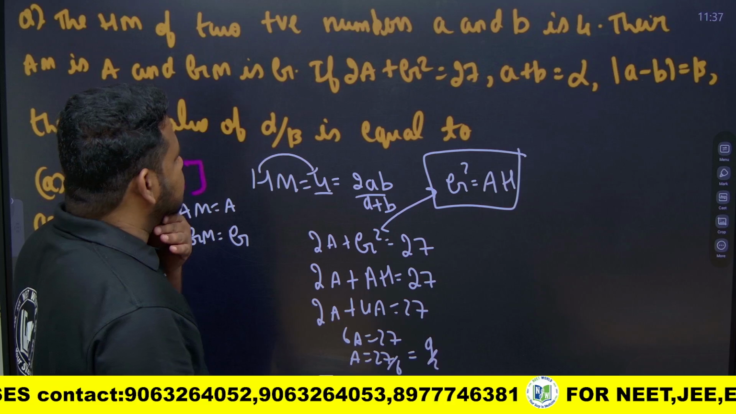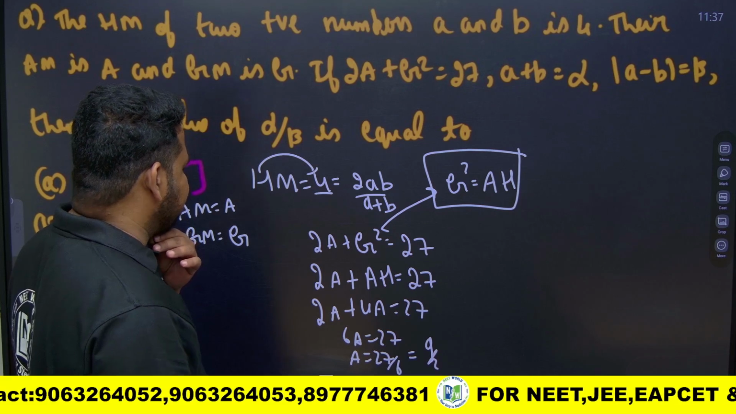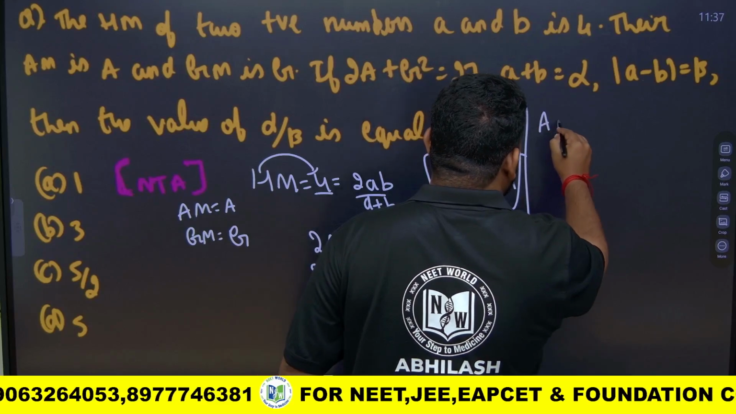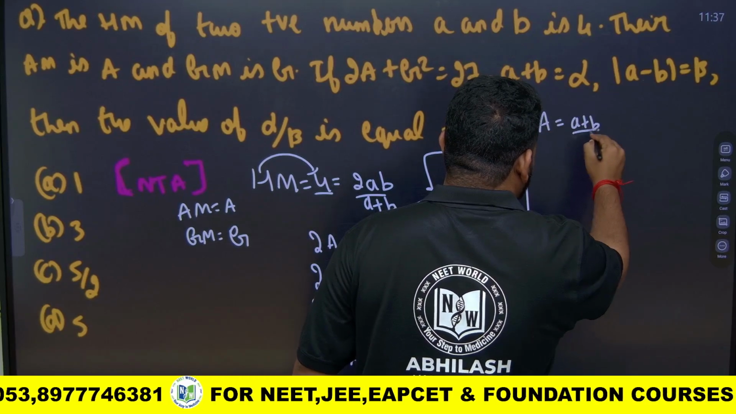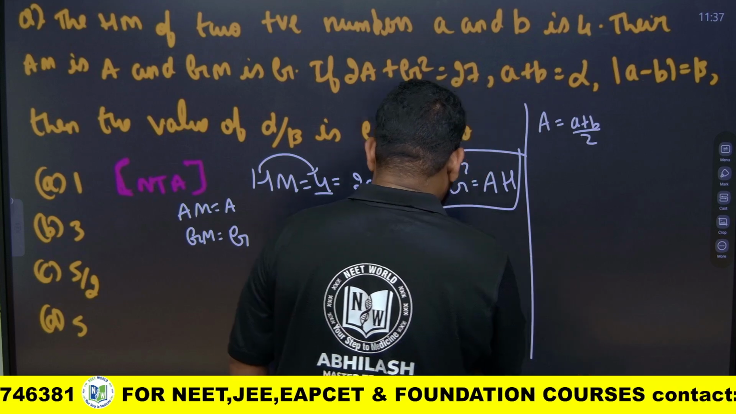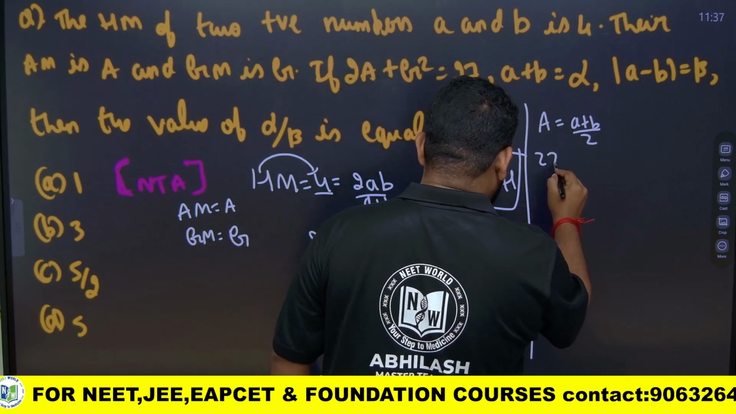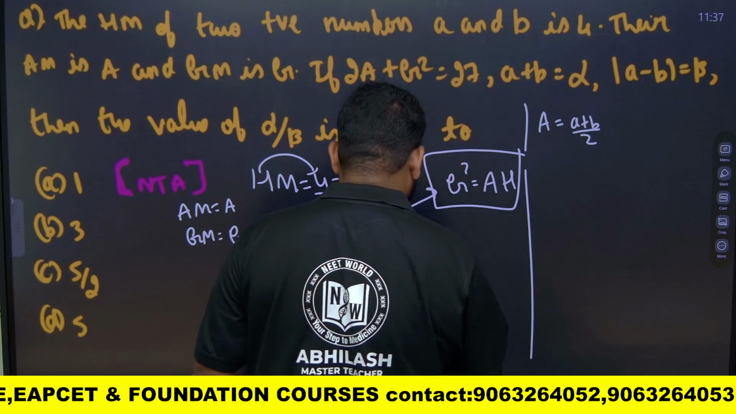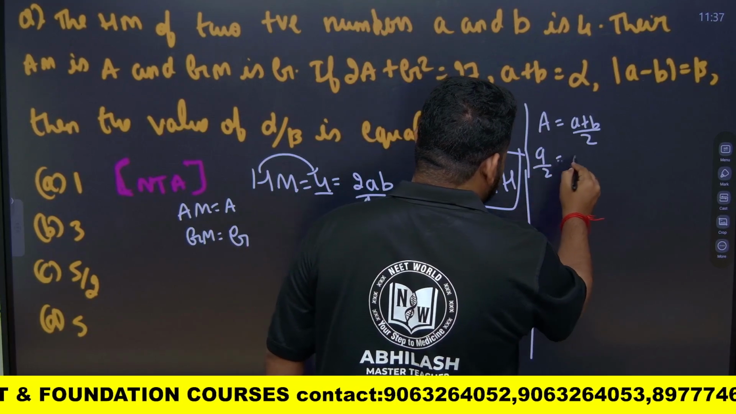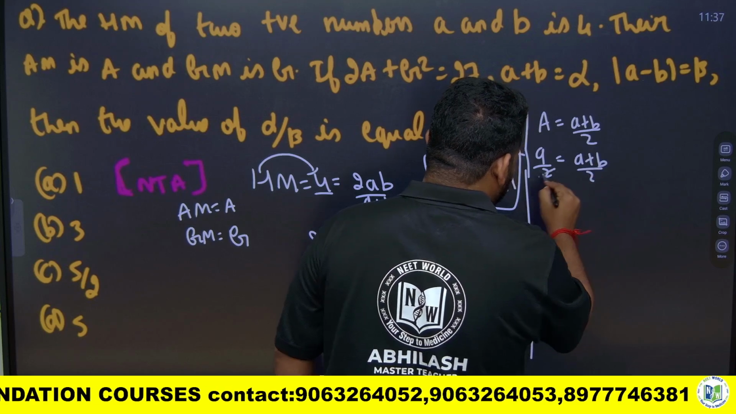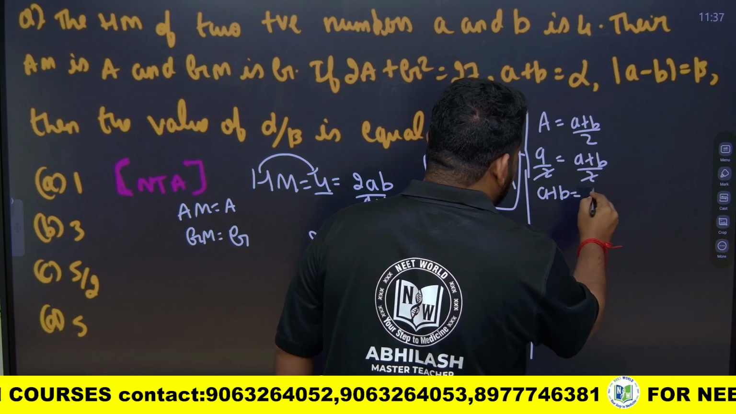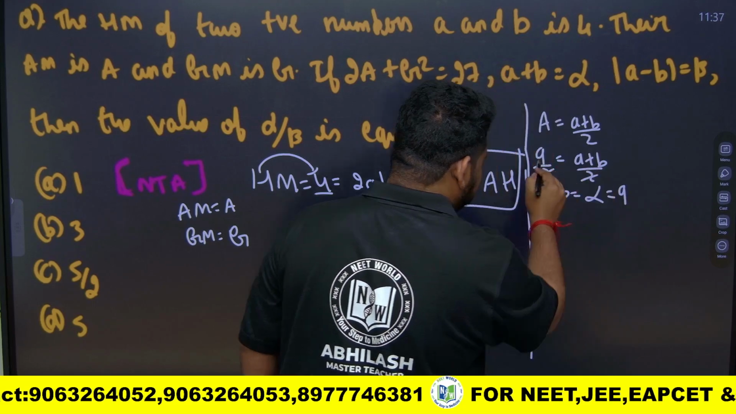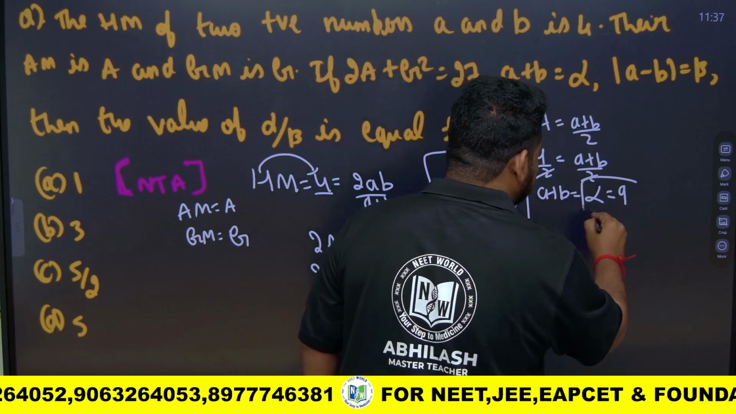Now they are asking A plus B, which is equal to alpha. We know that the arithmetic mean A is equal to A plus B by 2. But A we got as 9 by 2, so A plus B by 2 is 9 by 2. The 2 cancels, so A plus B is equal to 9. Since A plus B is alpha, definitely alpha is equal to 9.